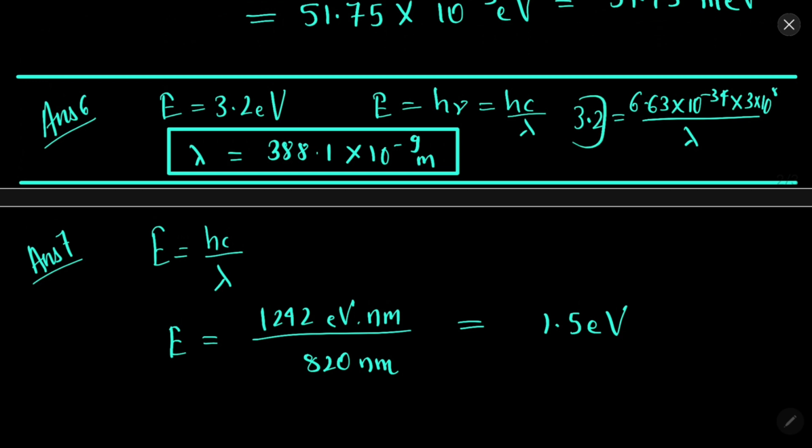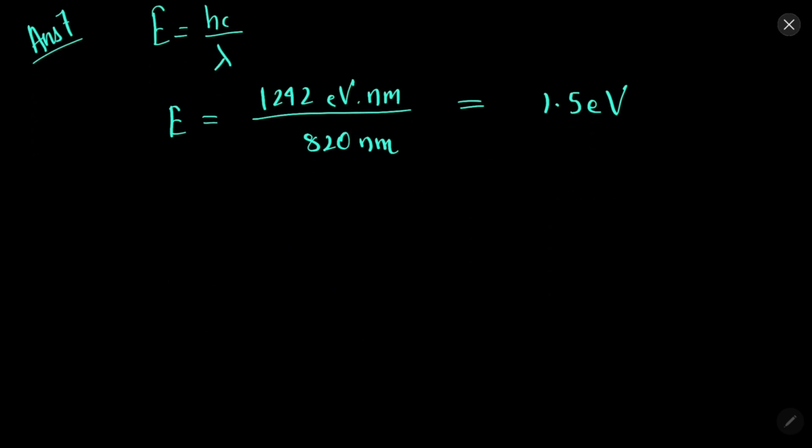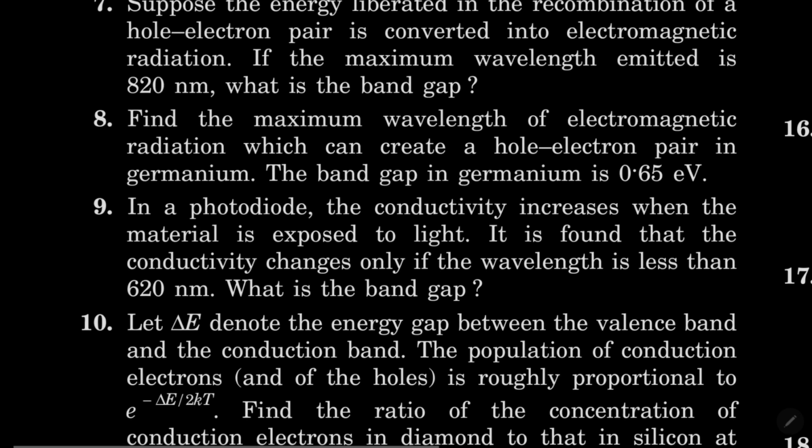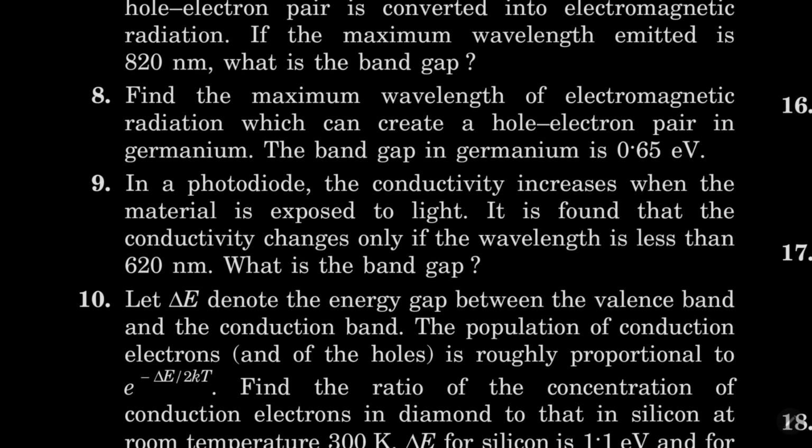By the way, this part is in eV, so you can convert it into joule by multiplying it with 1.6 into 10 to the power minus 19. So 1.5 eV will be the energy. In question 8, find the maximum wavelength of EM radiation which can create a hole electron pair in germanium. Band gap is 0.65 eV.